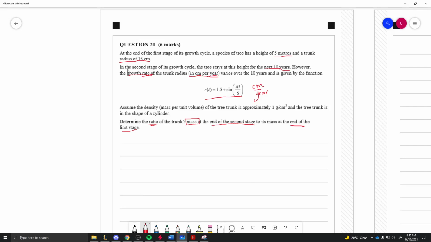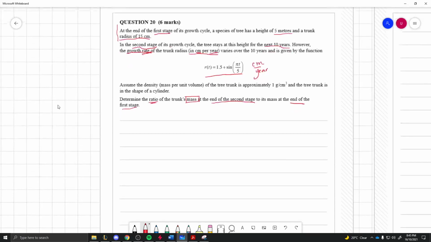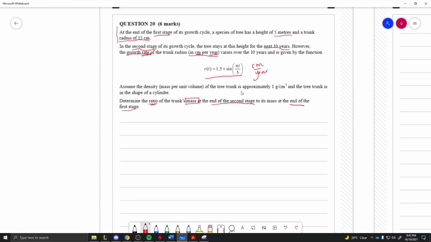So to start, because it's also important to consider this first part. At the end of the first stage of its growth cycle, a species of tree has a height of 5 meters and a trunk radius of 15. In the second stage, you can assume that the second stage pretty much starts the moment the first stage ends. That's also something to consider. And you need to know your density, but this will come in handy near the end where you determine the mass.